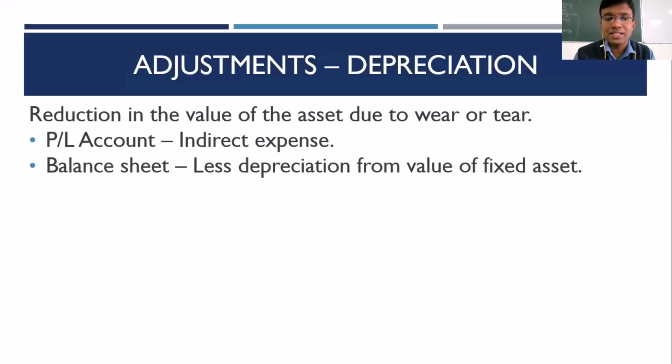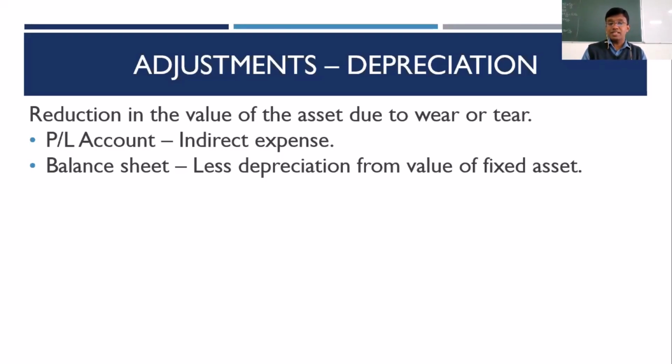The second place where you will be treating it is your balance sheet. In your balance sheet, on the asset side, you would already be disclosing your fixed assets. From the fixed asset value, you should be subtracting the value of the depreciation, which gets disclosed in the balance sheet on the asset side. So this is how you would go about treating depreciation.